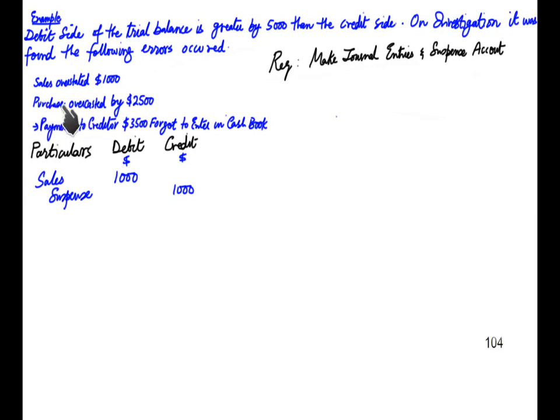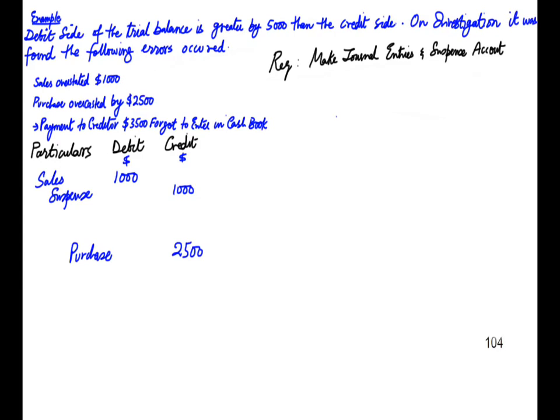Then purchase is overcasted by 2,500. We have increased our purchase account by 2,500, so now we need to decrease it. As you may be aware, purchase is always debited when it is increased. Why? The stock is coming into the business and the asset of stock is increasing. Similarly, purchase is also a cost or an expense for the business, therefore it is debited. So we have overcasted the purchase. Now we need to credit the purchase account in order to reduce it.